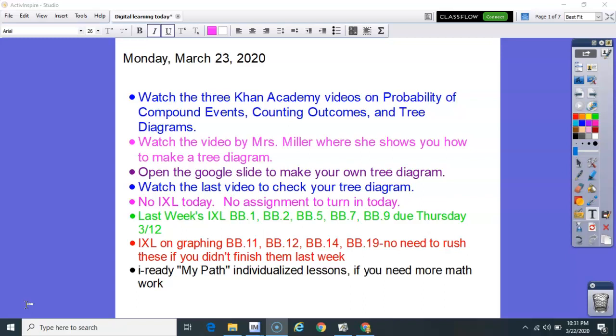So that seems complicated. It's not. We're going to look at that this week. That's where our learning is going.